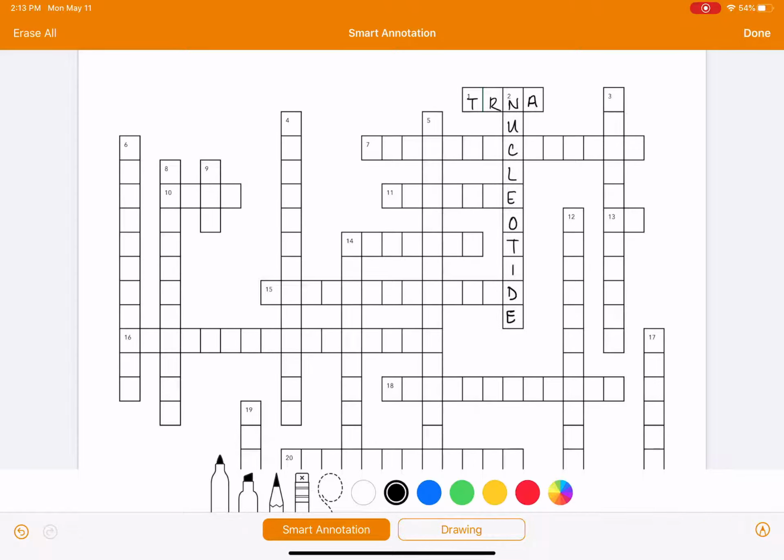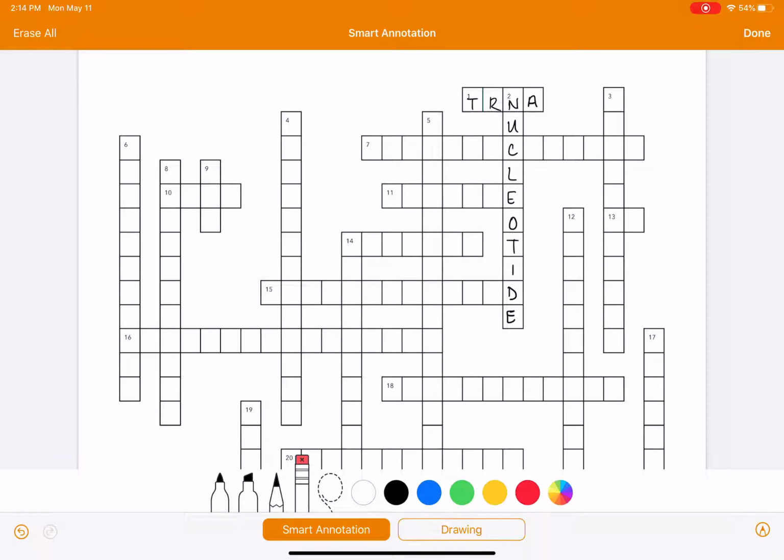7 across, glucose, fructose, galactose. Those are all disaccharides. Disaccharides. Maybe I don't know how to spell disaccharides.